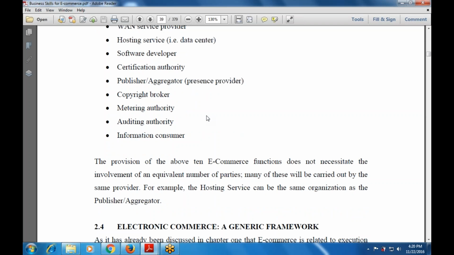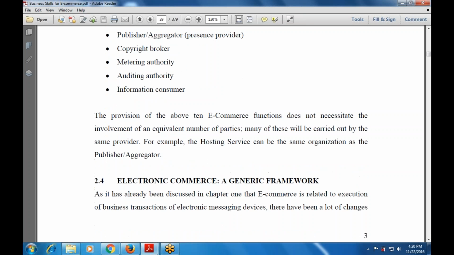Then the next one is e-commerce, a generic framework. What is a generic framework? It is used in the various ways by which it is used in the generic framework.